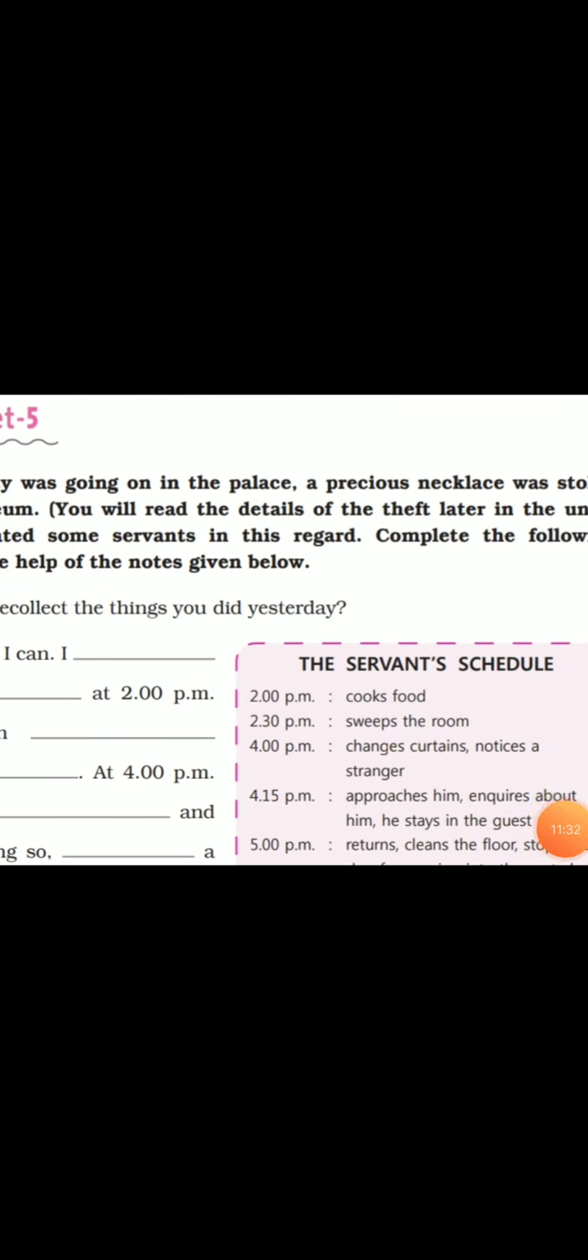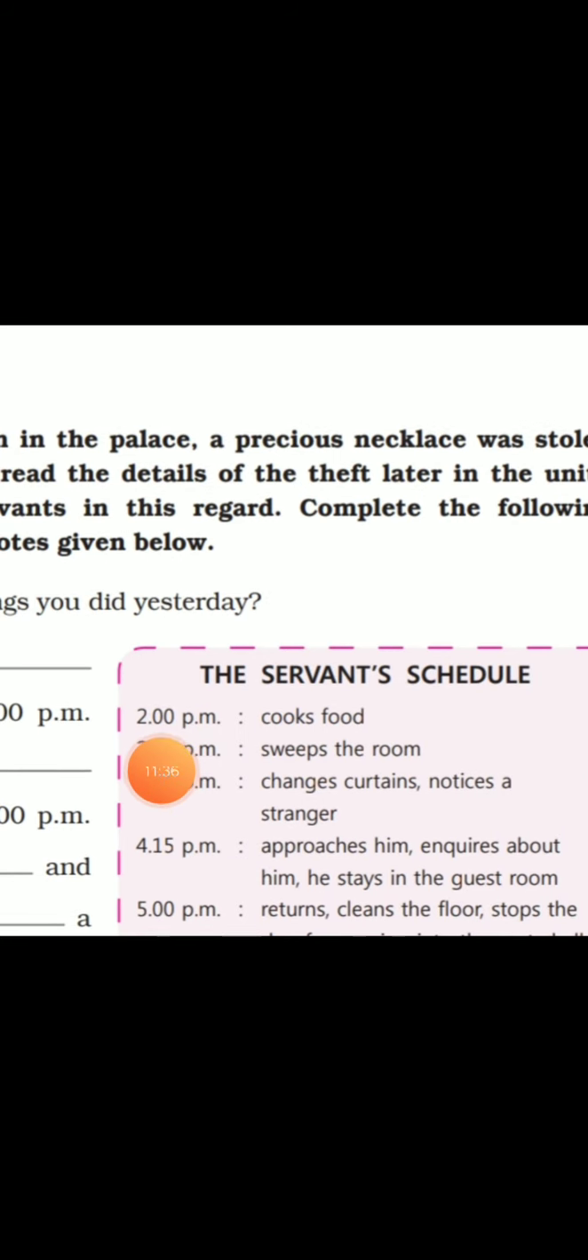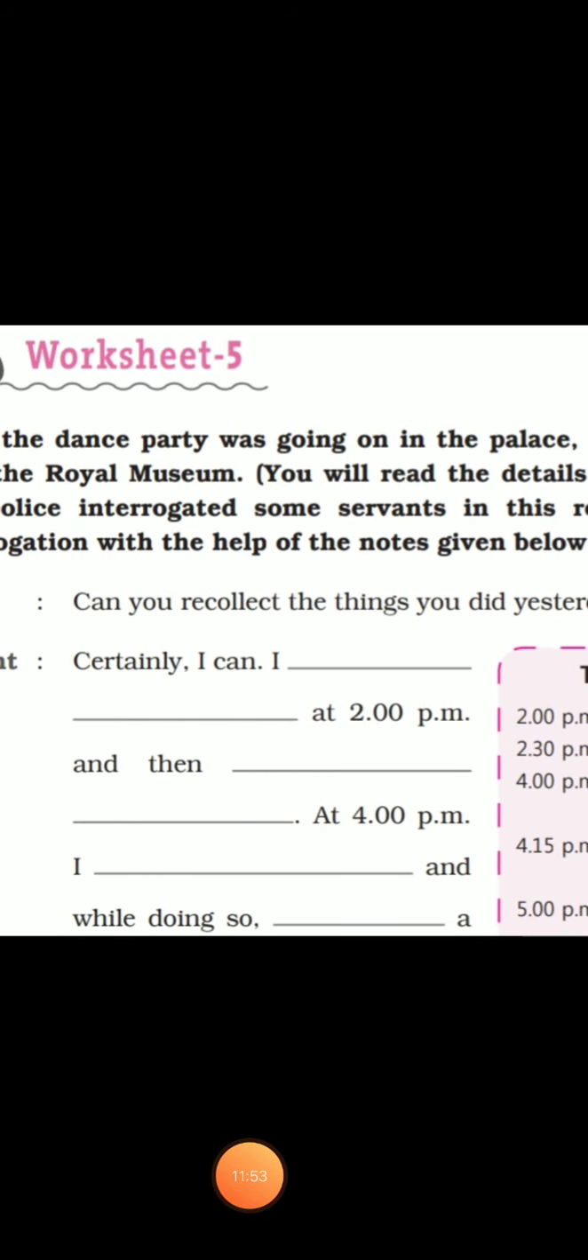This is the schedule of the servants. At 2 p.m. he cooks food. At 2:30 p.m. he sweeps the room. At 4 p.m. he changes curtains, notices a stranger, and at 4:15 p.m. Means this is the schedule which is given here. Now what you have to do? You have to use this schedule in past tense.